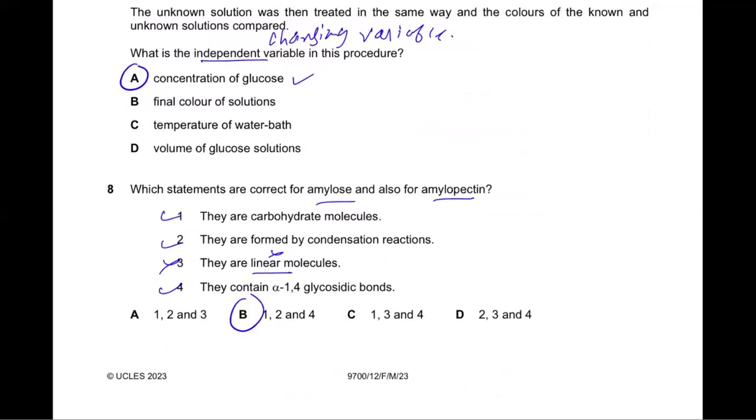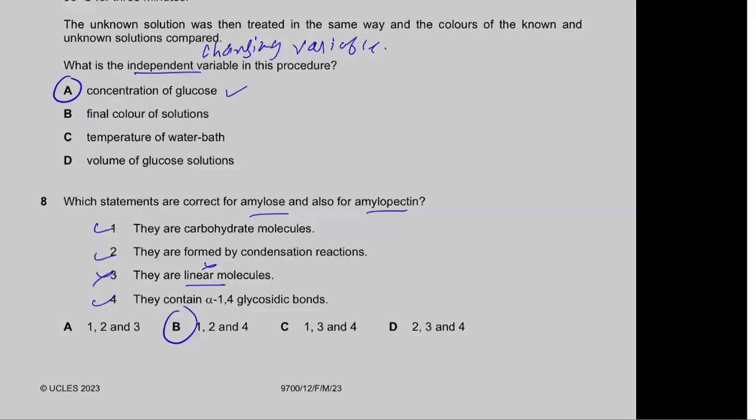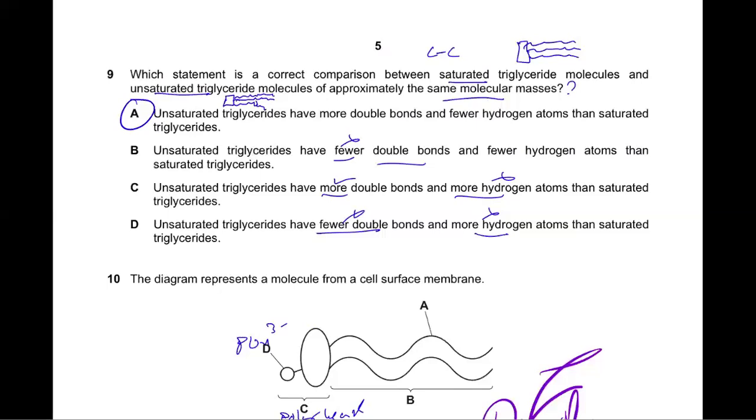Which statements are correct for amylose and for amylopectin? We can recall the structures of amylose and amylopectin. All options except 3 are correct. They are carbohydrate molecules. They are formed by condensation reaction. They contain 1,4-alpha glycosidic link. They are linear molecules. No, they are not. This is helical and this is branched. So that's an easy question.